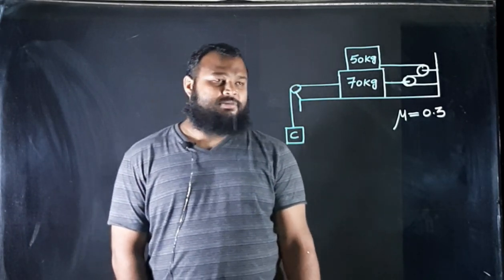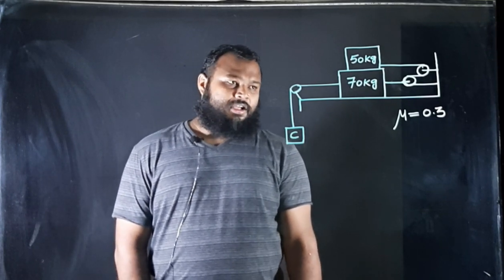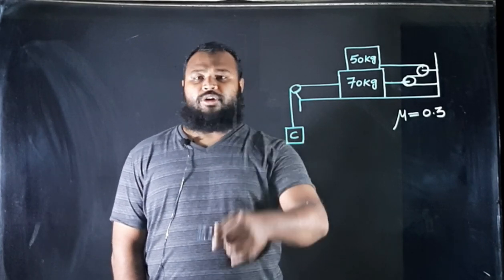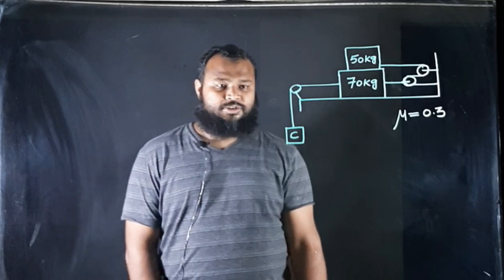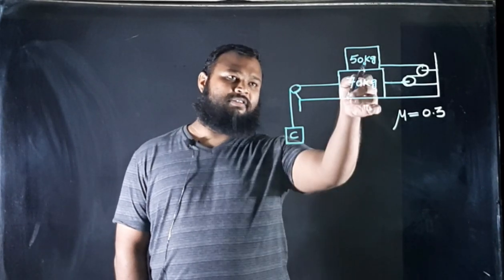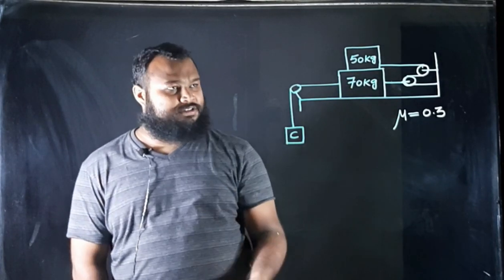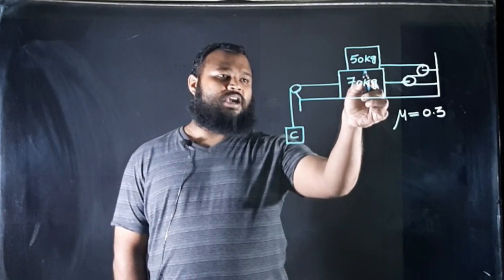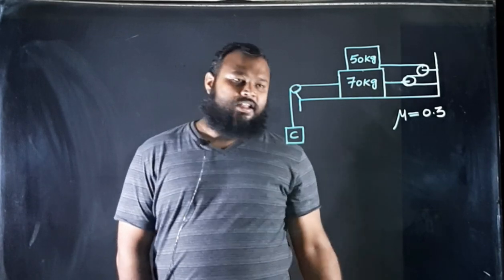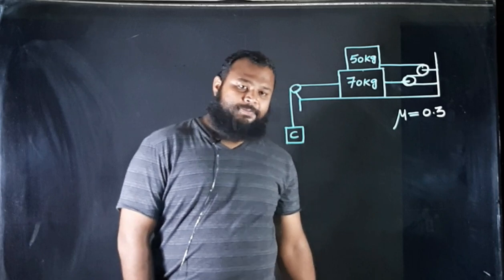So this is question number 1 in Newton's laws of motion for JEE Advanced and DC Pandey. The question goes on to say: what is the maximum mass of C that should be suspended so that the system always remains at rest, and there is friction between 50 and 70? The coefficient of friction is 0.3 between any two surfaces. So there are two contact surfaces here. One is between 50 and 70, and the other is between 70 and ground. So let's solve for this one.